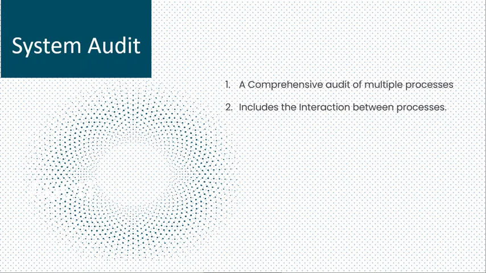So here is the summary of these three types of audit: the process audit, the product audit, and the system audit. As you would notice in all this, the product audit has a limited scope. The scope of process audit is bigger, and the system audit is quite comprehensive. So this is one way to classify audit, whether you are doing the product audit, process audit, or the system audit.